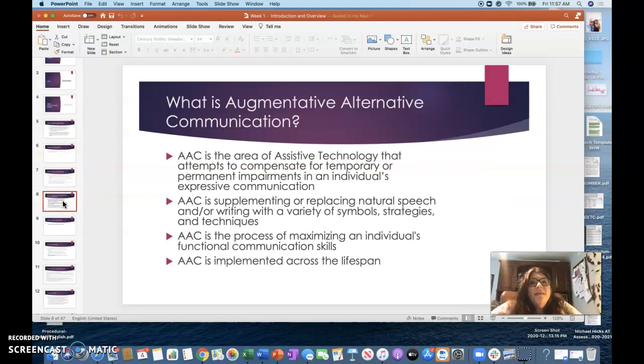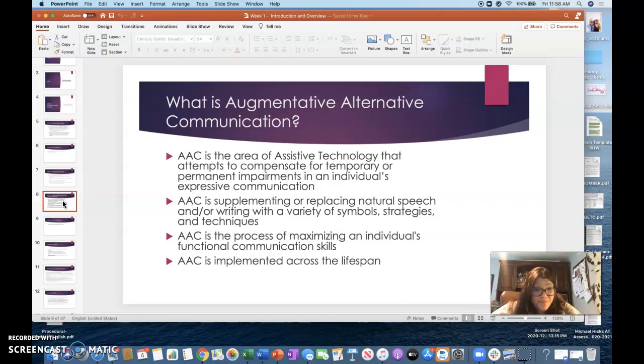Now, when we compare that to augmentative and alternative communication and looking at those differences, AAC falls under the umbrella of AT. They are not synonymous. They are not one and the same. It is a type of assistive technology, and that augmentative and alternative communication attempts to compensate for temporary or permanent impairments in an individual's expressive communication. So it is that technology that tries to mediate and mitigate that difference.